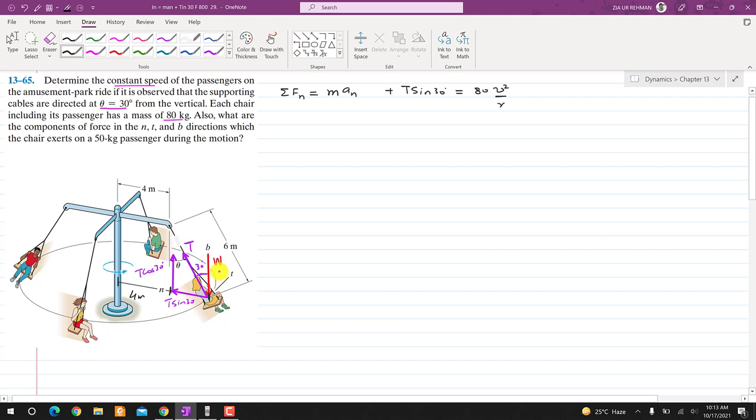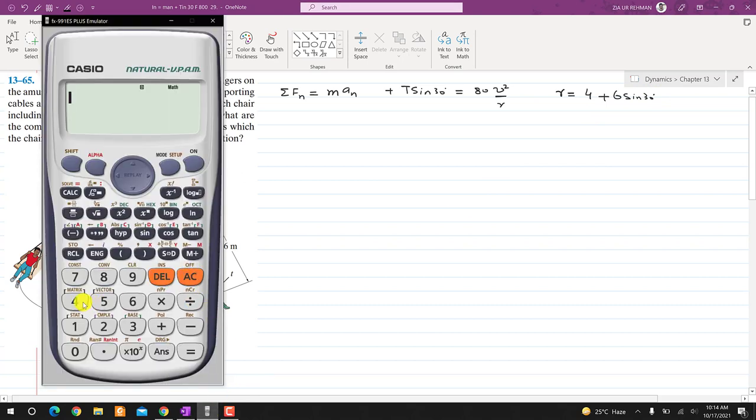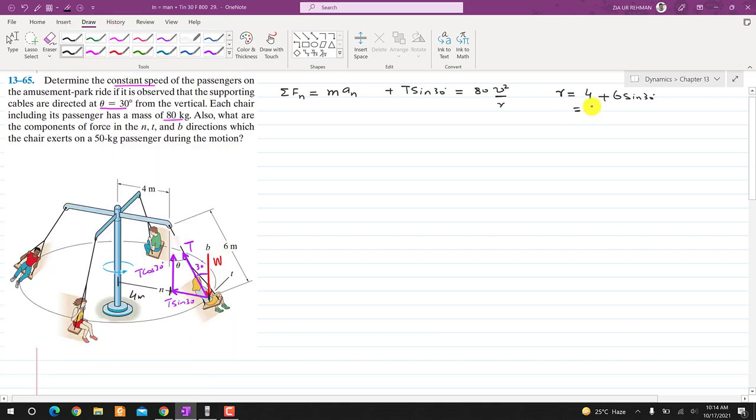And we want to find this length. We are given that the length of the rope is 6 meters. If it is making theta here, then this length is 6 sine of 30 degrees, right? So the radius of the path is 4 meters plus 6 sine of 30 degrees, and if we calculate it, it comes out to be 7 meters. So it's 4 plus 6 sine of 30, which is 7 meters. We can put R here as 7 meters. Now let's say this is equation 1.